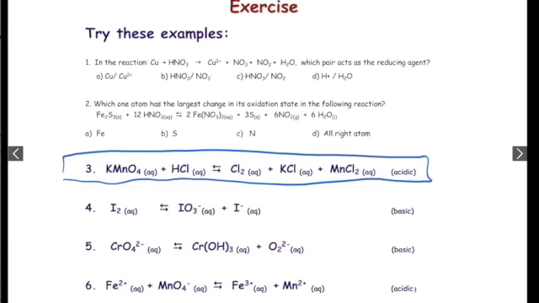Well, let's start with potassium permanganate, KMnO4. It's got potassium and permanganate. So we have to look for the species with potassium on the product side. Here is potassium right there, and that's the only place where we have potassium. So we have to bring in KCl, because that's the only species on the product side that has potassium. No other place has potassium. So now we can balance the potassium.